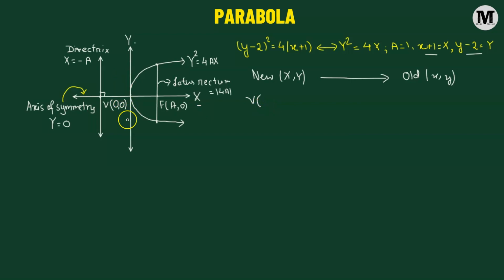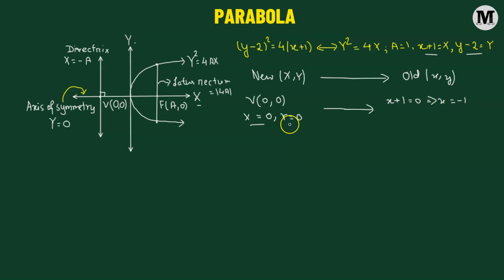So here, for this particular parabola, a will be equal to 1. When we have the vertex of the parabola given as 0, 0, this simply means that the x value equals 0 and the y value is 0. Now, in order to find the vertex in the old coordinate system, we'll use the same equation, x equals 0, but in place of x, we'll use x plus 1. So that means x plus 1 will be equal to 0.